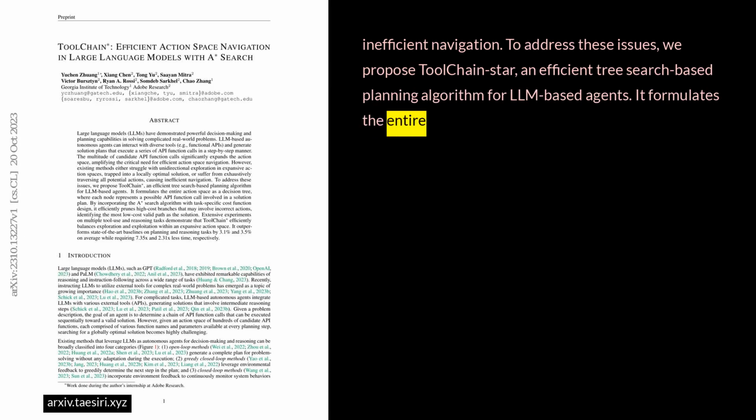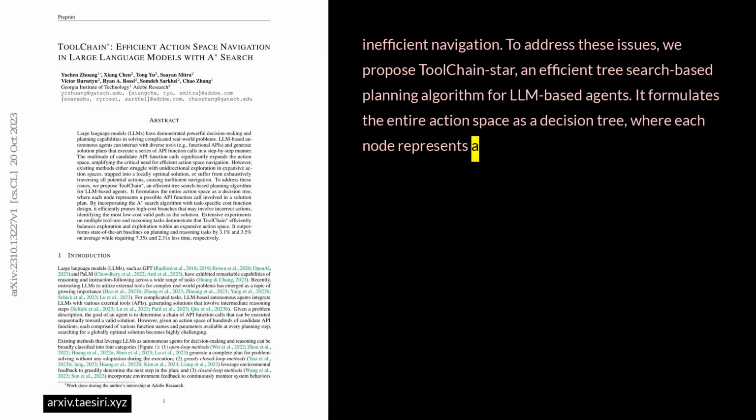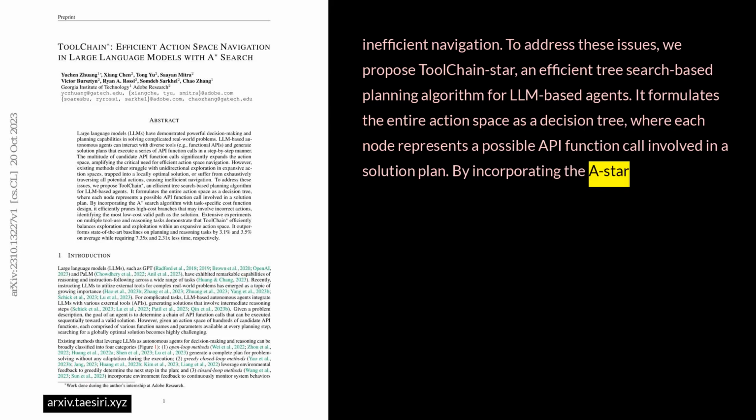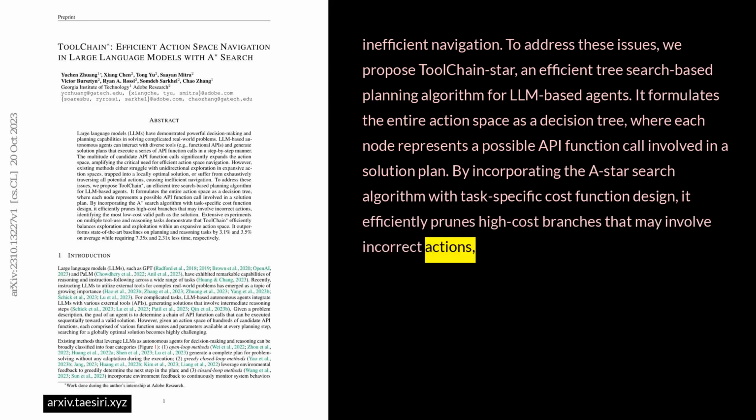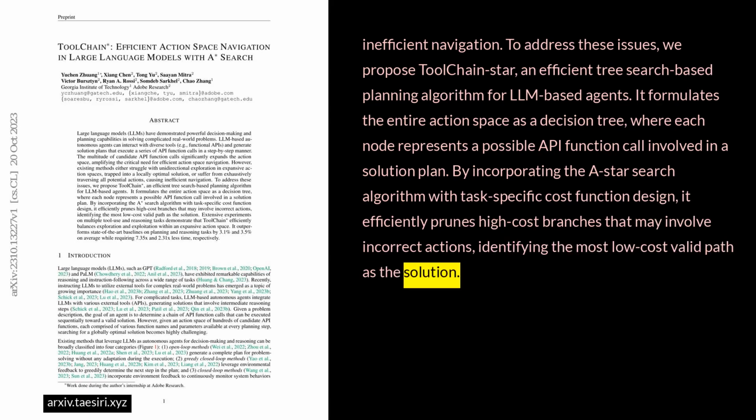It formulates the entire action space as a decision tree, where each node represents a possible API function call involved in a solution plan. By incorporating the A* search algorithm with task-specific cost function design, it efficiently prunes high-cost branches that may involve incorrect actions, identifying the lowest-cost valid path as the solution.